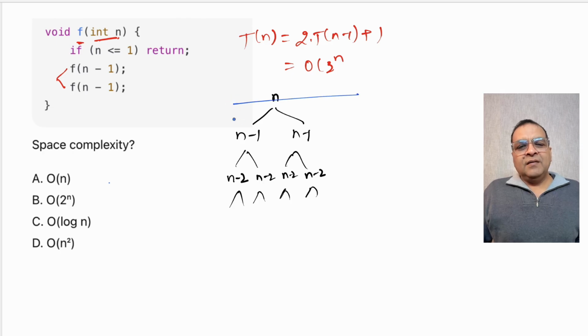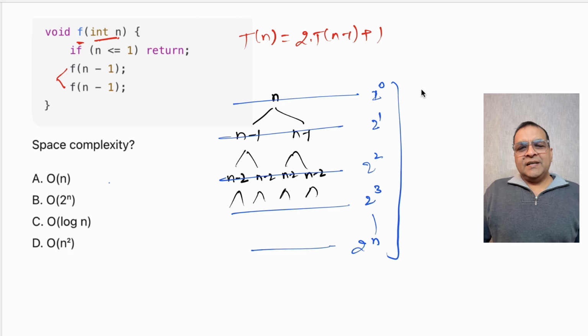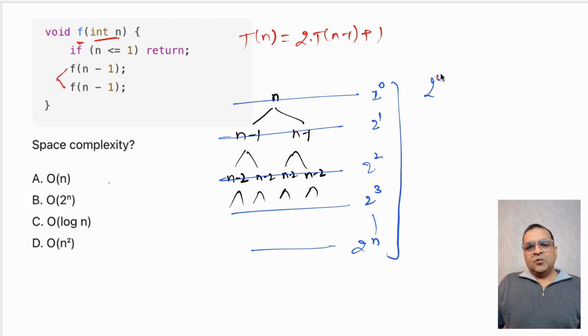At the first level, the total time taken is constant. At the second level, the total time taken is 2 constant. So at the first level, you have 2 raised to the power 0. At the second level, you have 2 raised to power 1. At the third level, it is 2 raised to power 2. At the fourth level, it is 2 raised to power 3 and so on. At the last level, it will be 2 raised to the power n. The total time taken by this function is the sum of this entire GP series, which is 2 raised to the power 0 plus 2 raised to the power 1 plus 2 raised to the power 2 plus 2 raised to the power 3 plus so on up to 2 raised to the power n.